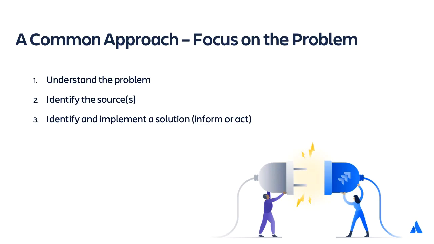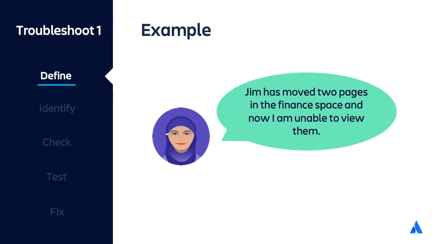If the problem is not straightforward, it is crucial to analyze the current setup and understand the big picture. This may include the consideration of different definitions of the problem in order to correctly identify it. Let's start with this example, which is a common use case. Content that was in a space is now inaccessible. Amy used to be able to view 2 pages in the space, but after her colleague moved them, she is no longer able to see them.